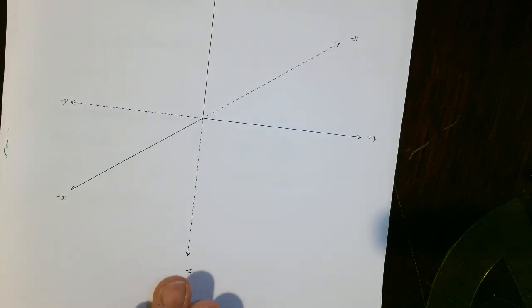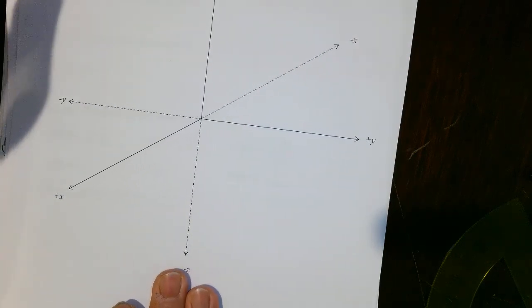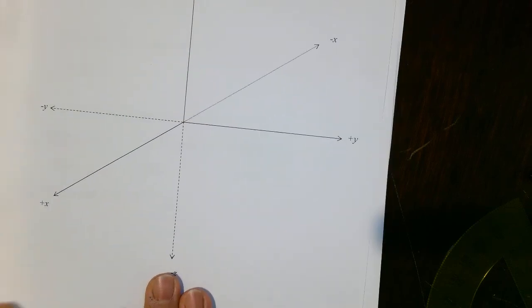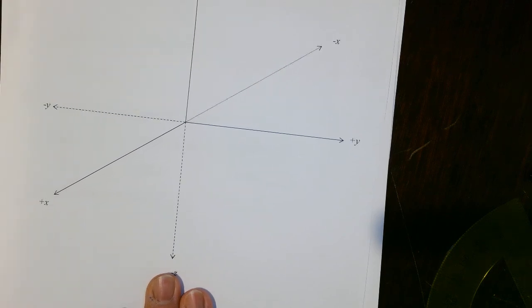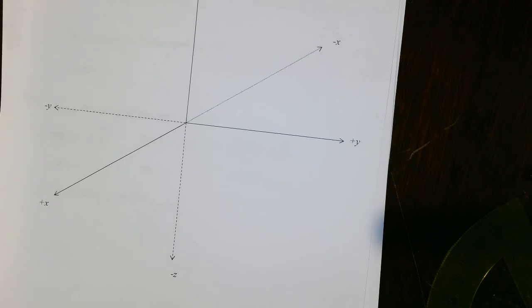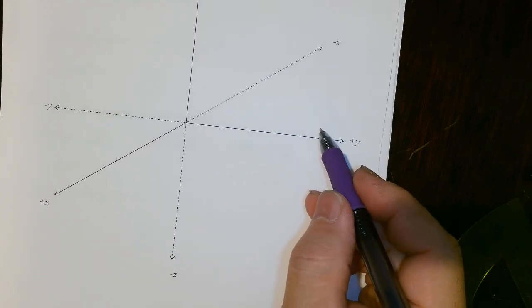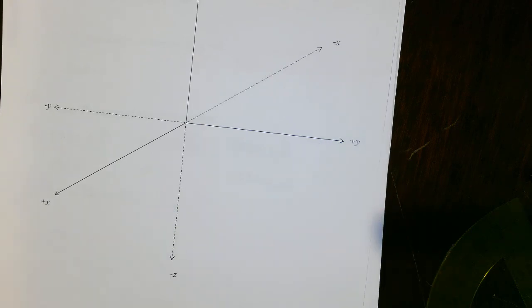I posted this blank three-dimensional axis, I think, on the Schoology. If I didn't, I'll post it. I thought I did. So now let's do y cross x. So here's y. You're going to cross it towards x, so it looks like negative z.